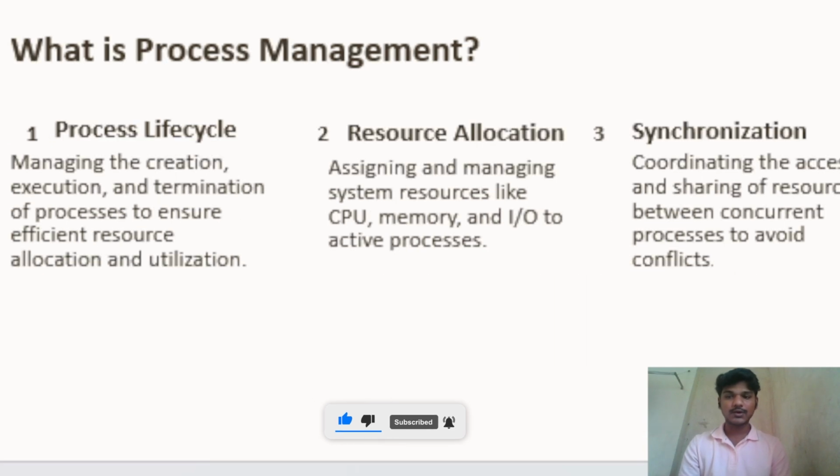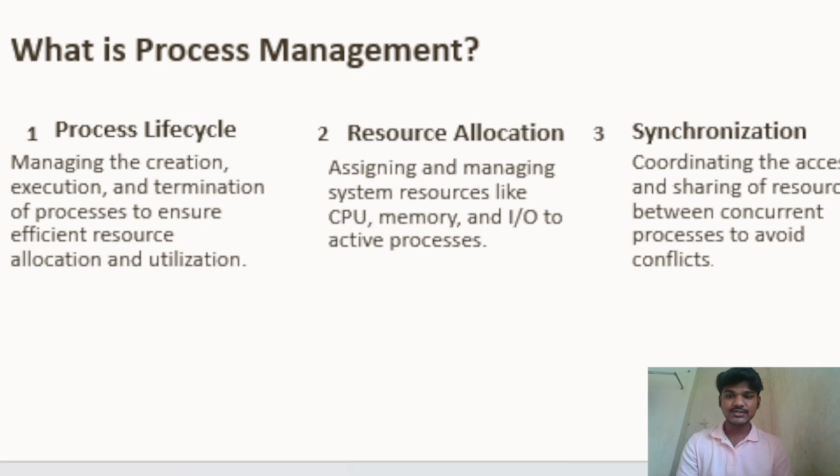Process management has three concepts: process lifecycle, resource allocation, and synchronization. Process lifecycle means managing creation, execution, and termination. These are the life cycle stages. It includes managing, creation, execution, and termination, so that efficient resource allocation and utilization will be there.